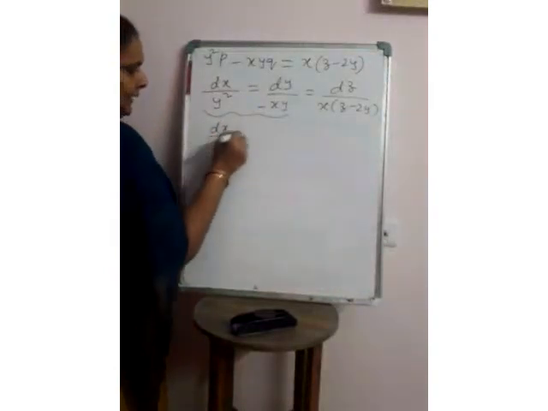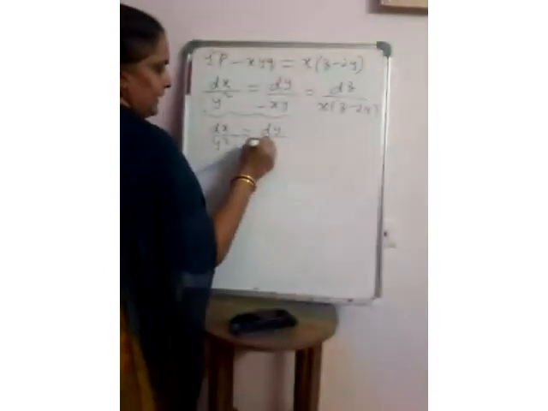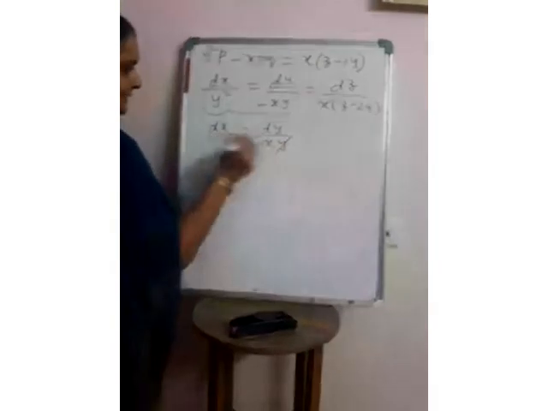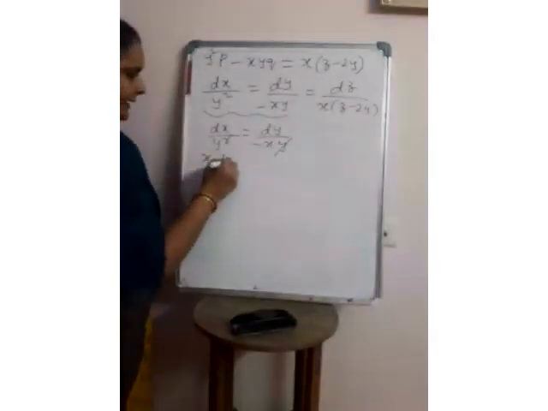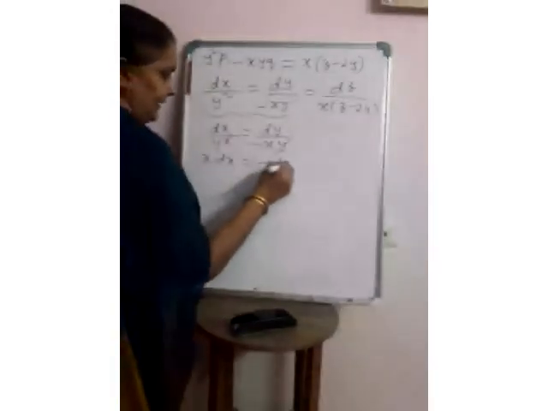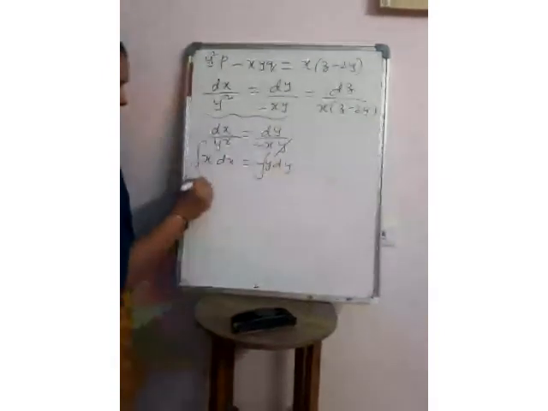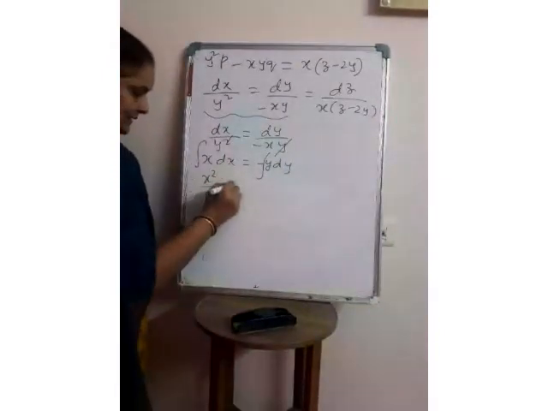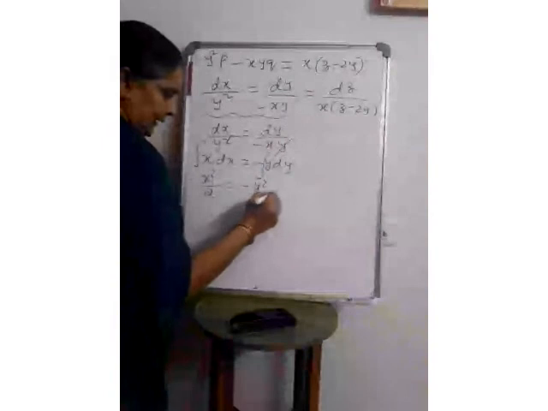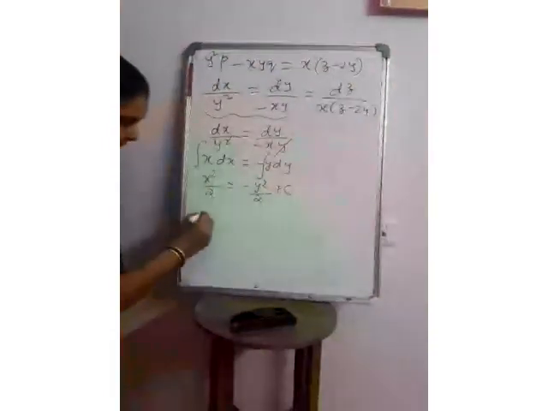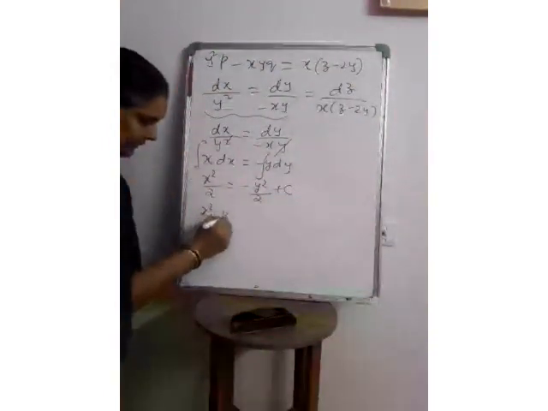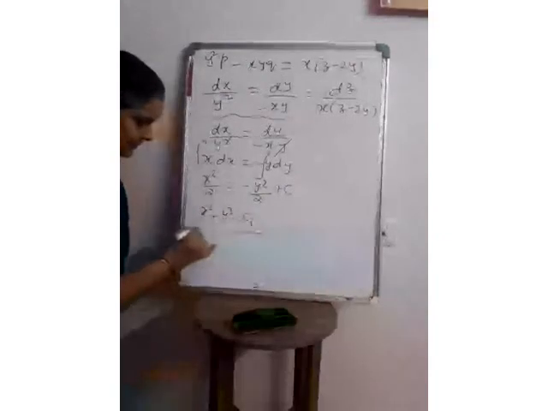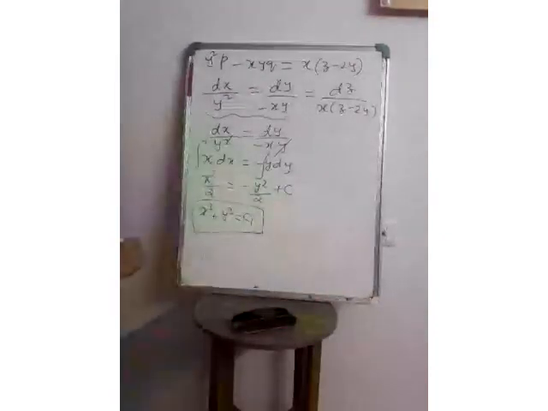dx by y square is equal to dy by minus xy. One y gets cancelled. Variable separable form: x dx is equal to minus y dy. Integrate on both sides. x square by 2 is equal to minus y square by 2 plus a constant. So x square plus y square equal to c1, some constant c1. This is the first solution we got over here.